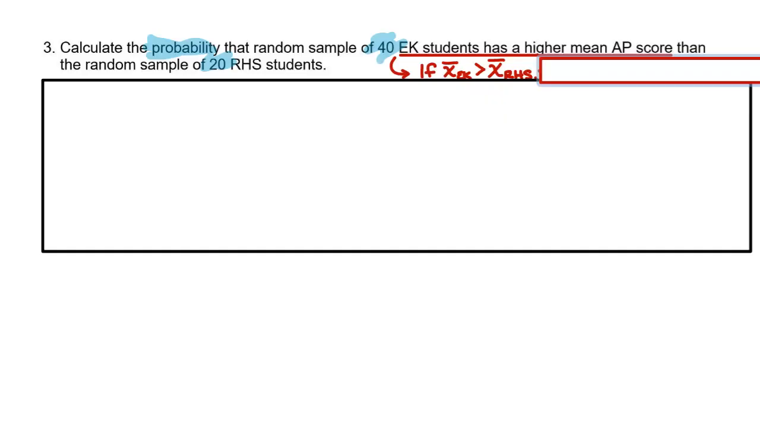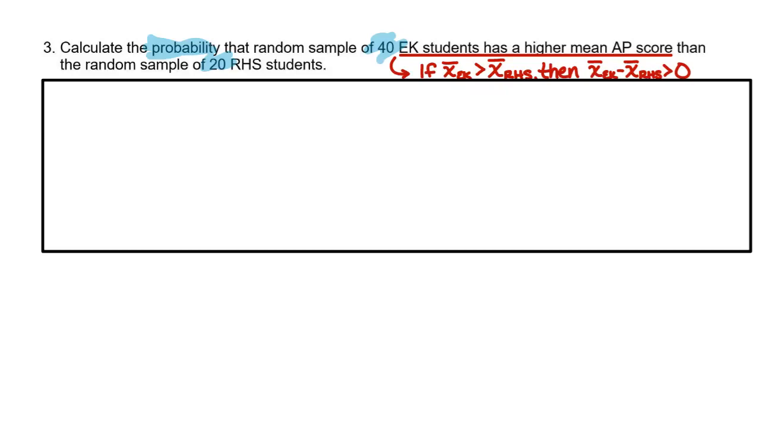So something like this, right? East Kentwood bigger than RHS. If East Kentwood has a higher mean than RHS in these samples, what would happen when I subtracted these? If I did East Kentwood minus RHS, what kind of number would I end up with? I'd end up with a positive number, and all positive numbers are bigger than 0. There's my boundary.